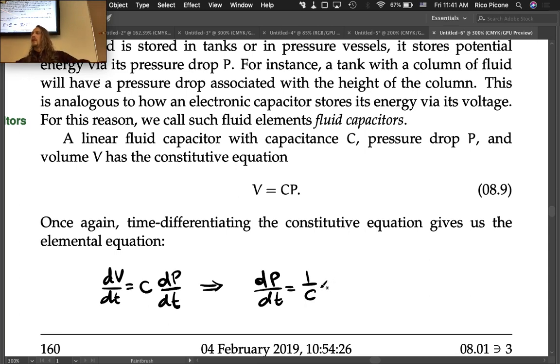Power flow variable. So it's the volume time differentiated. Yeah, it's Q, because it is the volumetric flow rate. It is in SI units meters cubed per second, right? So volume is meters cubed. When you time differentiate it, you pick up a 1 over seconds.